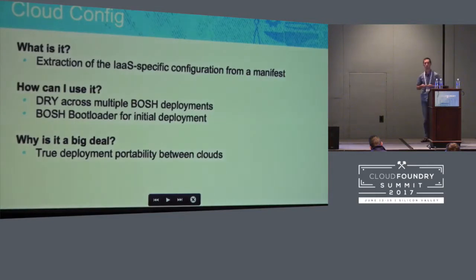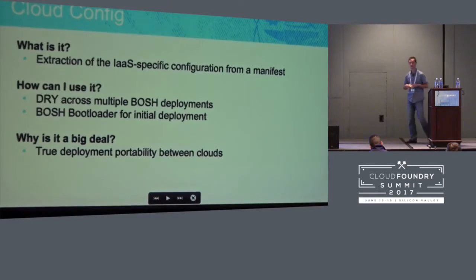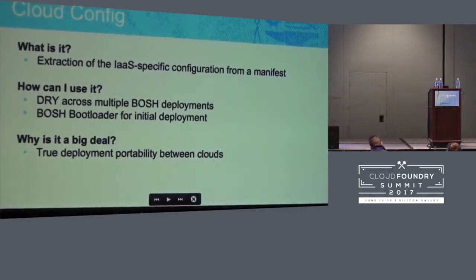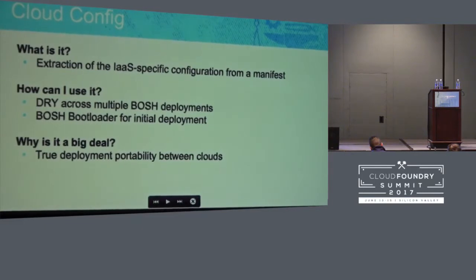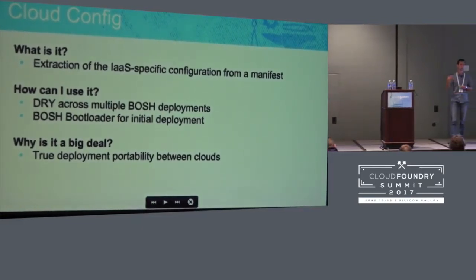The first feature I want to talk about is cloud config. Cloud config is a way to extract environment-specific configuration from your manifest. Typically, you have a lot of information that describes your cloud, and it is the same across all the deployments. One example is availability zones. Typically, you use the same availability zone separation for your services for Cloud Foundry.